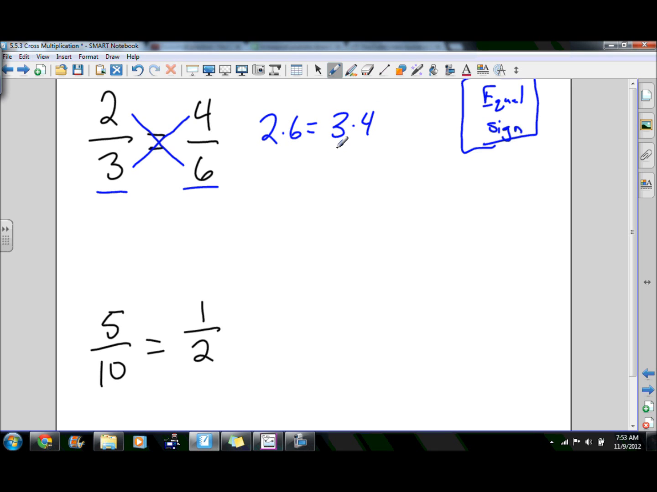Now, if these are equal to each other, then the fractions are equal. If these are not equal to each other, then the fractions aren't. Well, 2 times 6 is 12. 3 times 4 is 12. So these fractions are equal to each other. Okay?